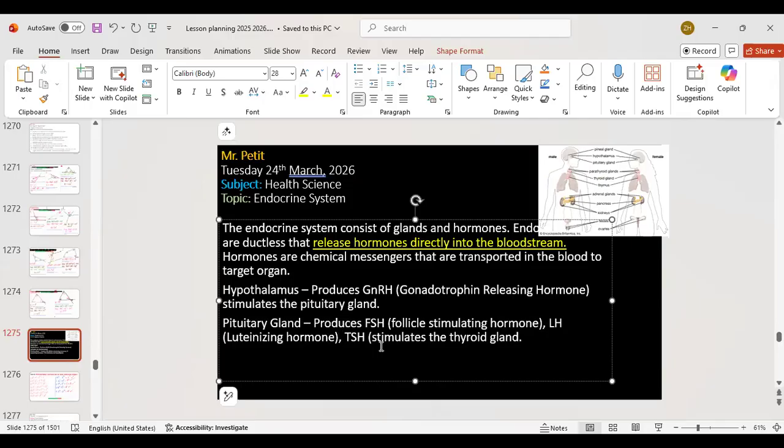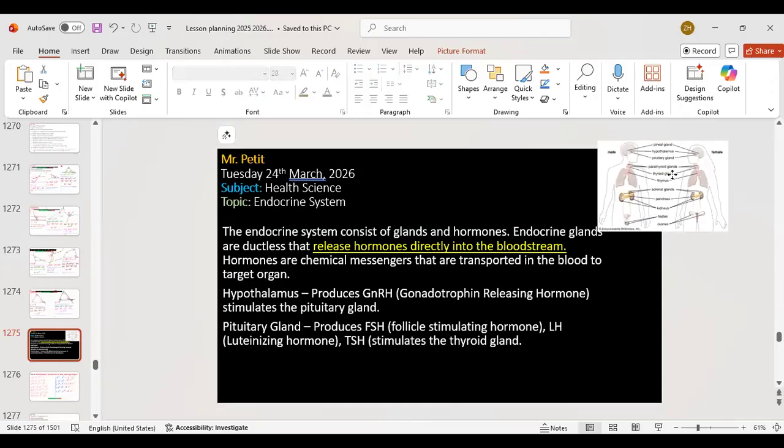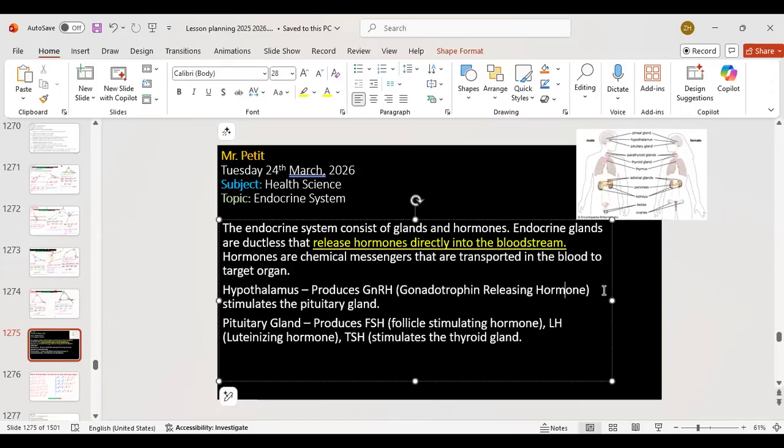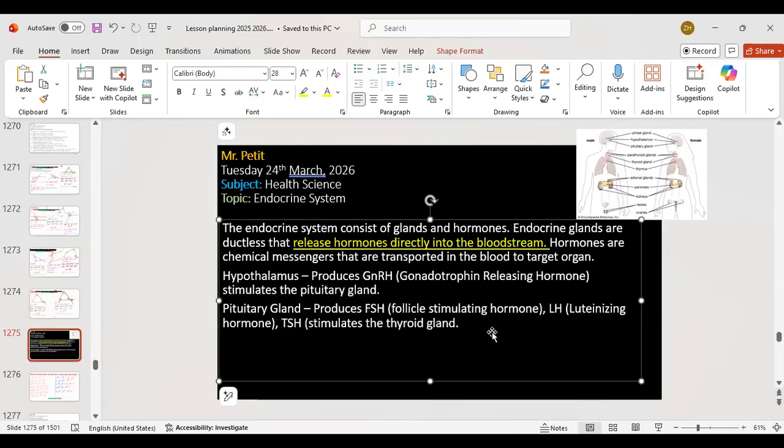Males have what type of gametes? Sperm. And females have what type? We call them eggs. So females have egg cells or ovum, and males have sperm cells.